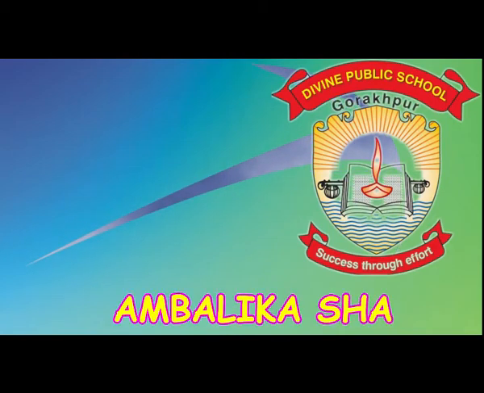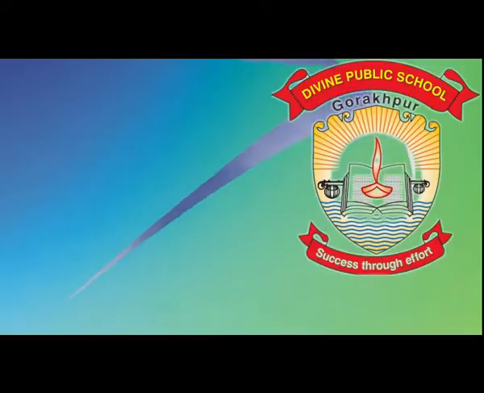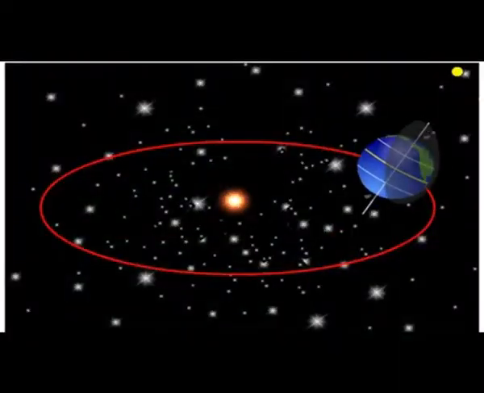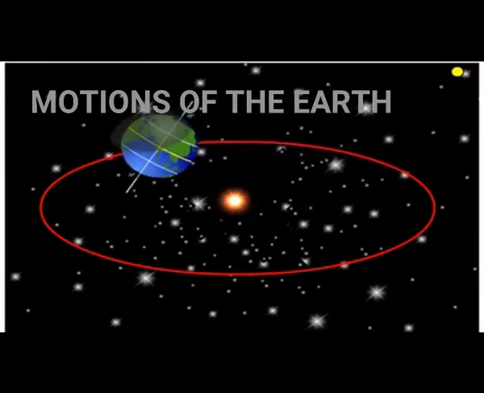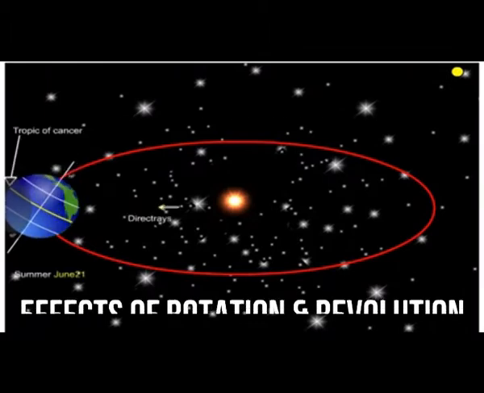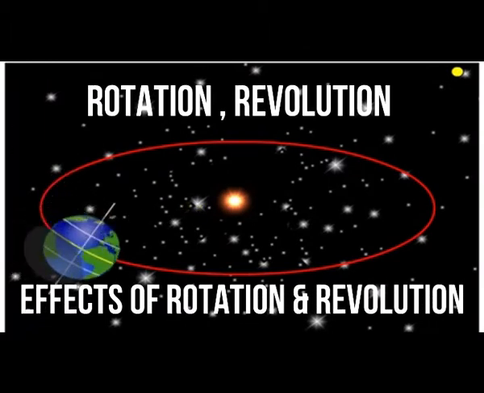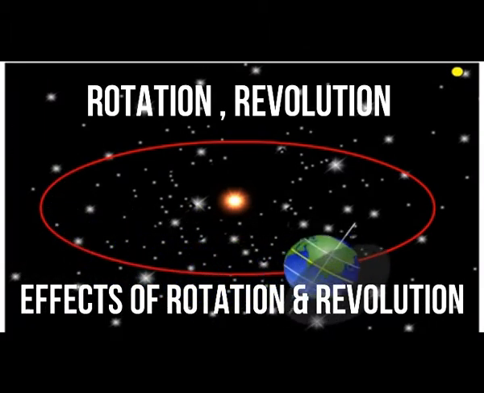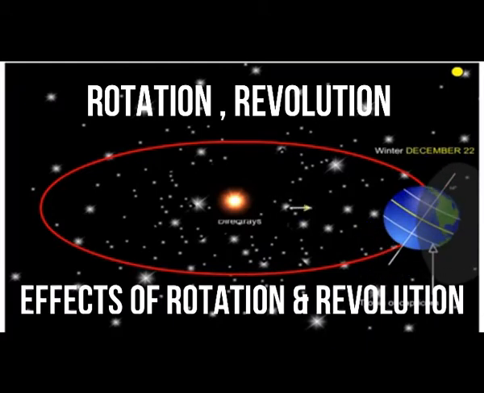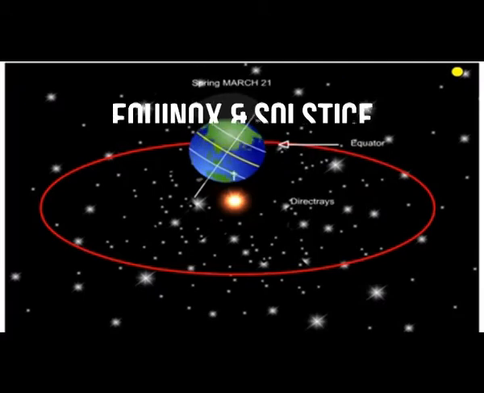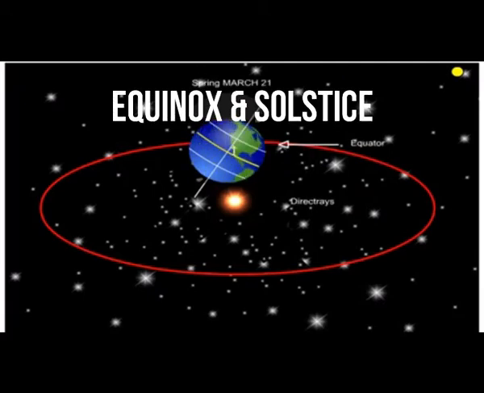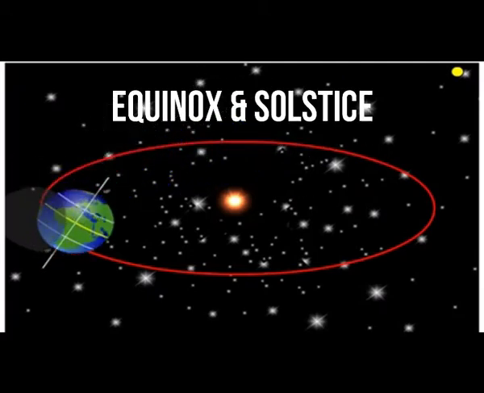I, Amalika Sharma, your social science teacher, am going to teach you the third chapter of geography of class 6, that is the motions of the Earth. Students, in this chapter you are going to study about rotation, revolution, effects of rotation, effects of revolution, equinox and solstice. So let us begin the chapter.